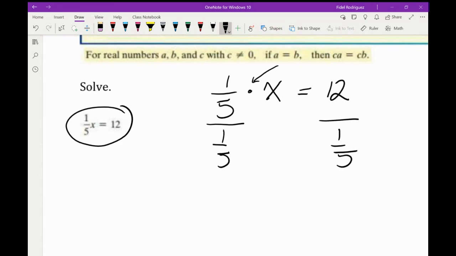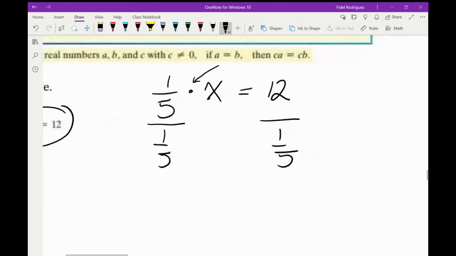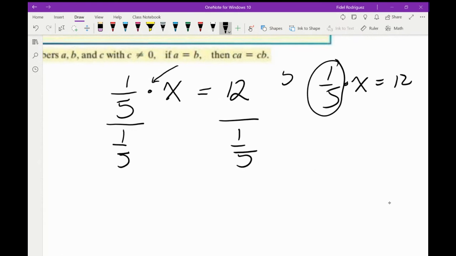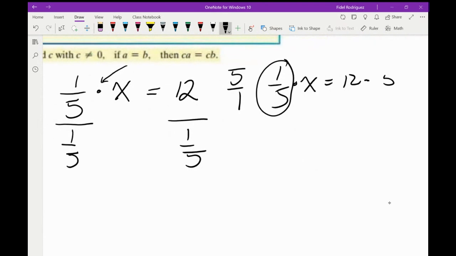But even though I can't see you guys right now, I'm pretty sure you're saying that doesn't look very pretty. I don't like the way that looks. And I agree, I don't like the way it looks either. But guys, if you remember, the way we divide fractions is we actually multiply by the reciprocal. So if I have 1/5 times x is equal to 12, the way I divide 1/5 is I multiply it by 5/1. So I'm going to multiply this by 5/1, and I'm going to think of that 12 as 12/1.